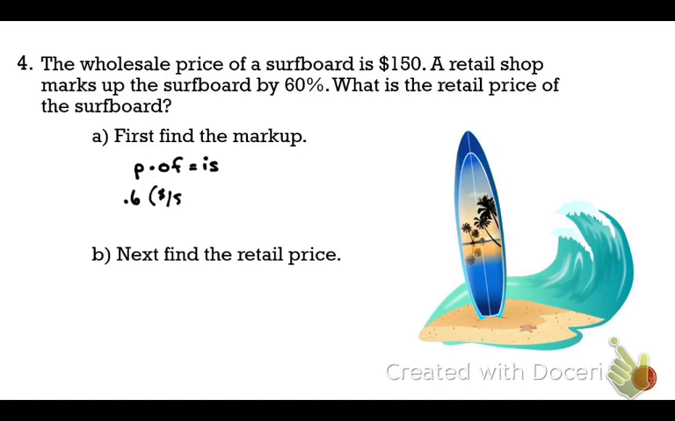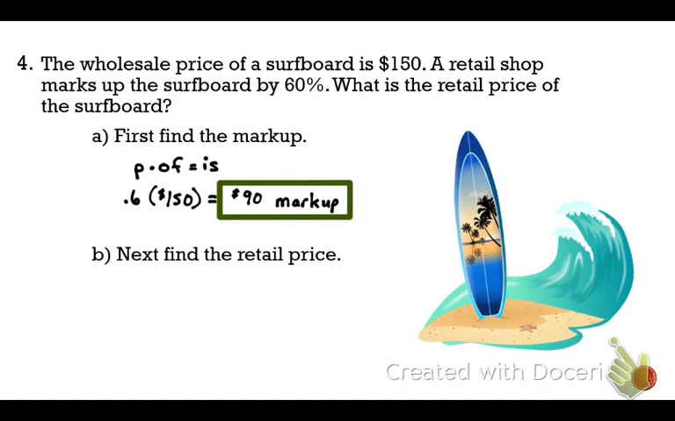$150. So we're going to multiply that together, and this will give us our markup. When you do that, Autumn, what did you get? $90. Class, are they selling the surfboard for $90? No. What does the $90 symbolize? The markup. Yeah, we know. Surfboards are not that cheap.